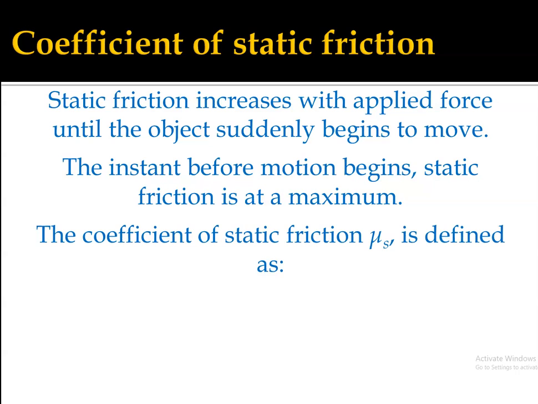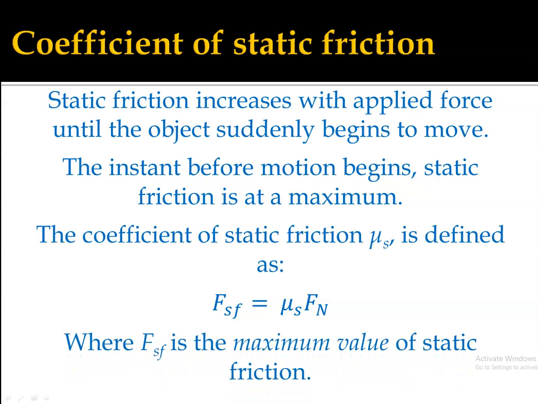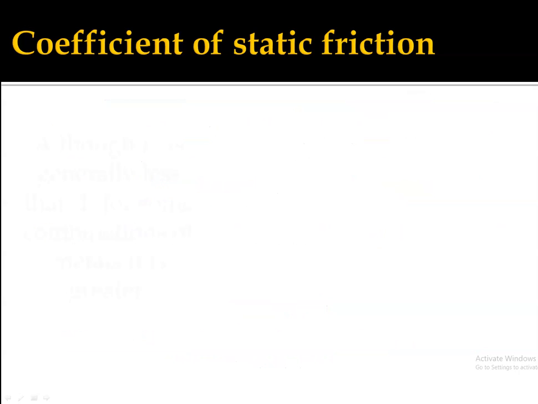The coefficient of static friction, which is very similar to that for kinetic friction, is mu sub s. We would show it in this equation being used in this way. So we would calculate static friction. It equals the coefficient of static friction times the normal force of the object. So this equation looks very much like the last one we just used, where F sub SF is the maximum value of static friction.